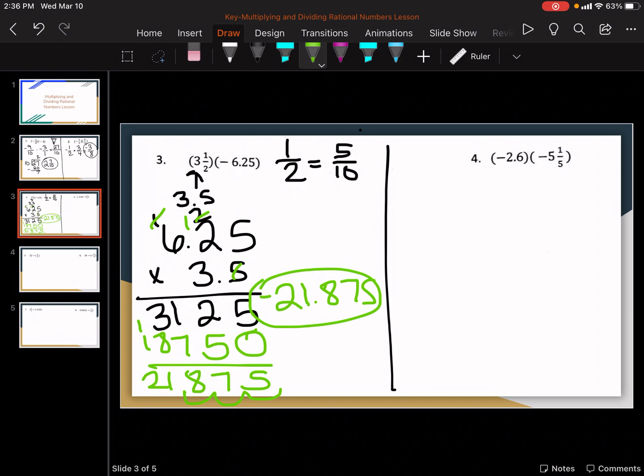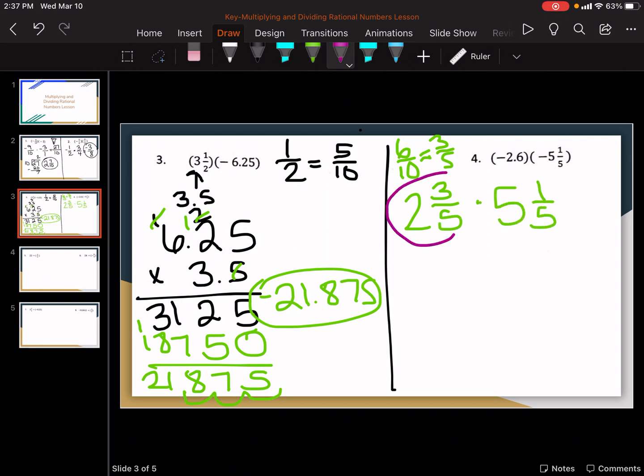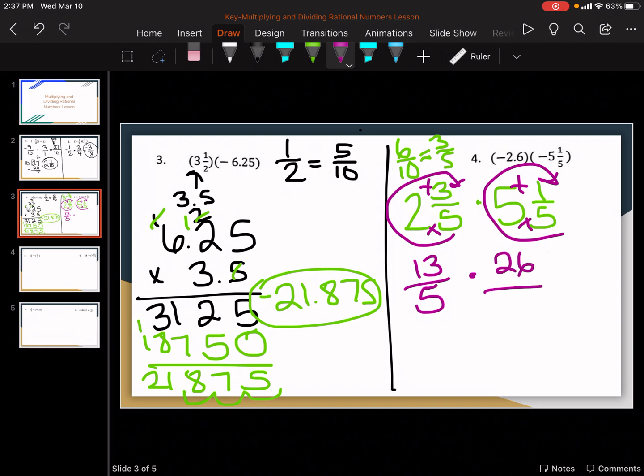Okay, so this next one, I also would probably go decimals, but I'm going to go fractions just to practice with you. So 2 6/10, which is 3/5, times 5 1/5. We got to cartwheel around, multiply, and then add. 5 times 2 is 10 plus 1 plus 3 is 13/5. Times 26/5.